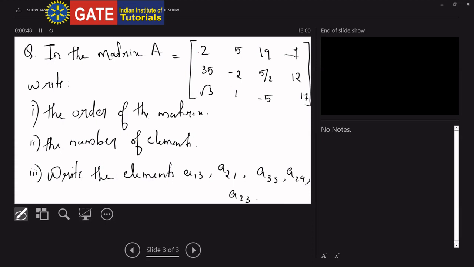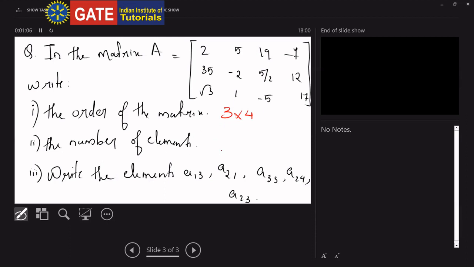Now how many rows are there? 1, 2, 3. 3 rows. Now how many columns are there? 1, 2, 3, 4. So the order will be how much? 3 by 4. Is it coming? Okay. 3 by 4.